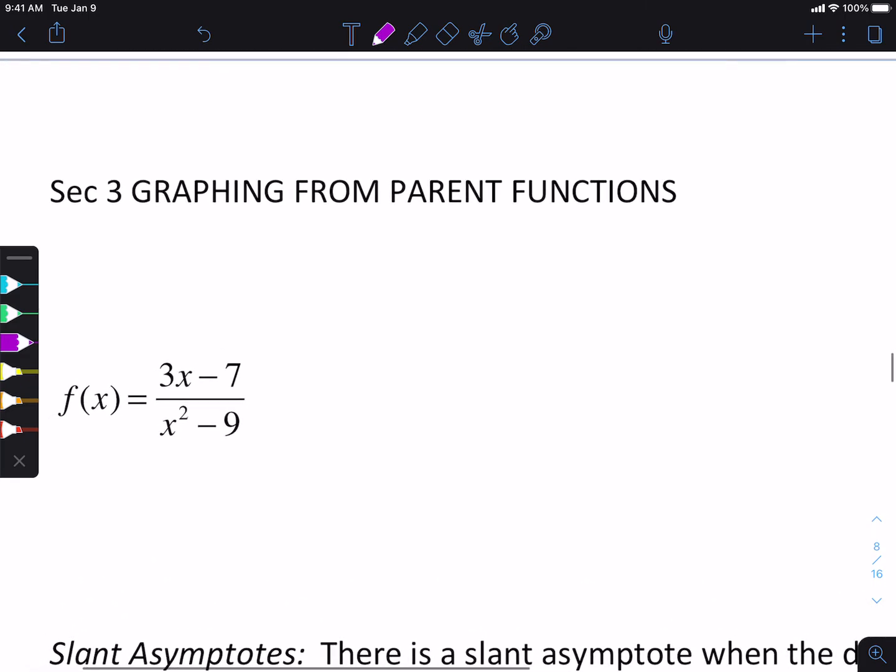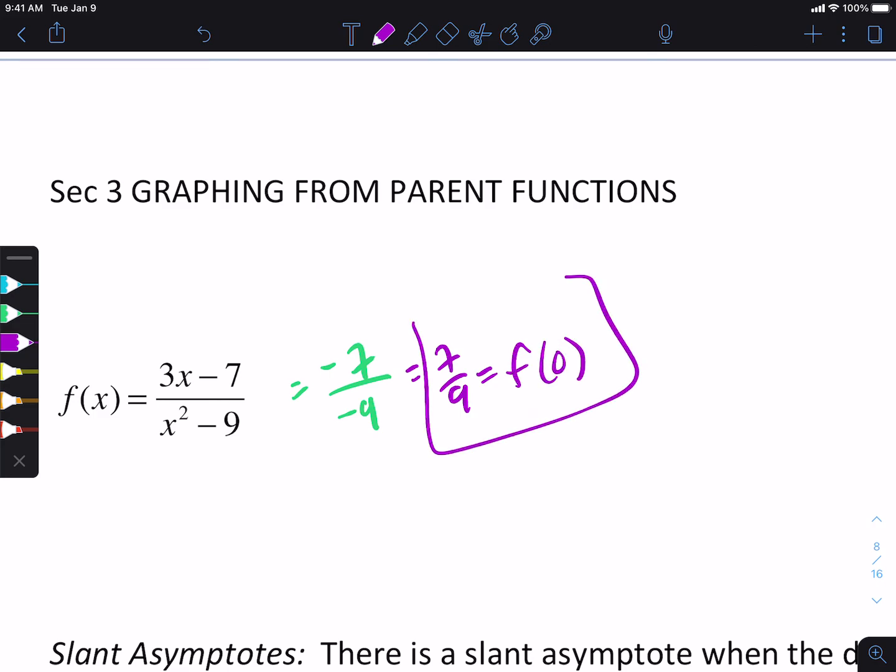If we want to find the y-intercept for this one, when I plug in 0 here, that goes to 0, so we have negative 7 on top. On the bottom, we have 0 squared here, which goes to 0, so then just minus 9 on the bottom. Remember that negative divided by negative is positive, so this flips to positive 7/9. So our y-intercept is 7/9.